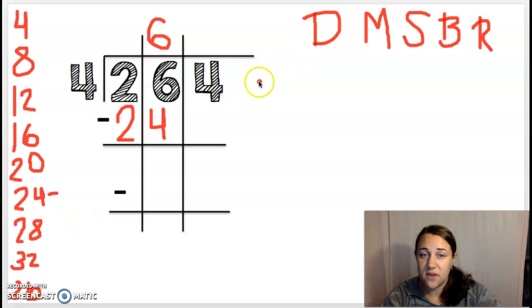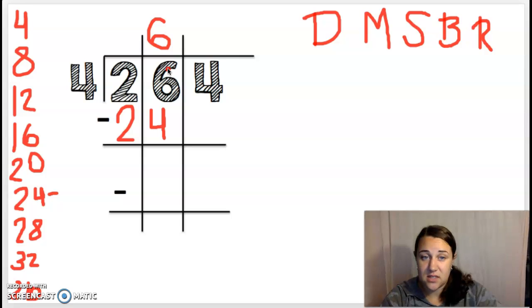So Dad told me to divide. I did that. Mom told me to multiply. I just did that. Now Sister tells me to subtract. So now I'm going to subtract 26 minus 24. And now we're doing subtraction, so we start in our tens place. So I do 6 minus 4. Well, I can use my touch points, so I can count down.